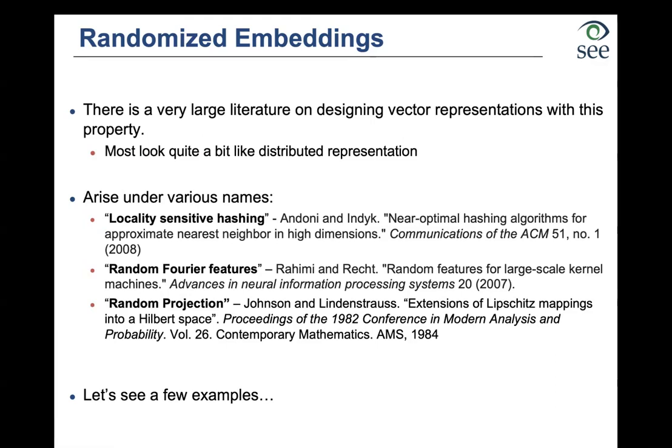So this literature arises under a variety of different names. One example is this area called locality sensitive hashing. There's also random projection and random Fourier features. These techniques are all approaching this problem in slightly different ways, but the basic intuition is very similar to what I described earlier with VSAs. So let's look at a couple examples of techniques from this literature.